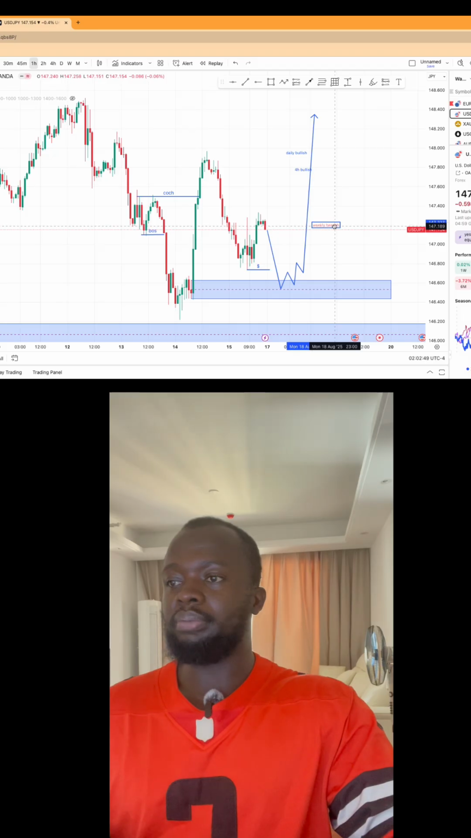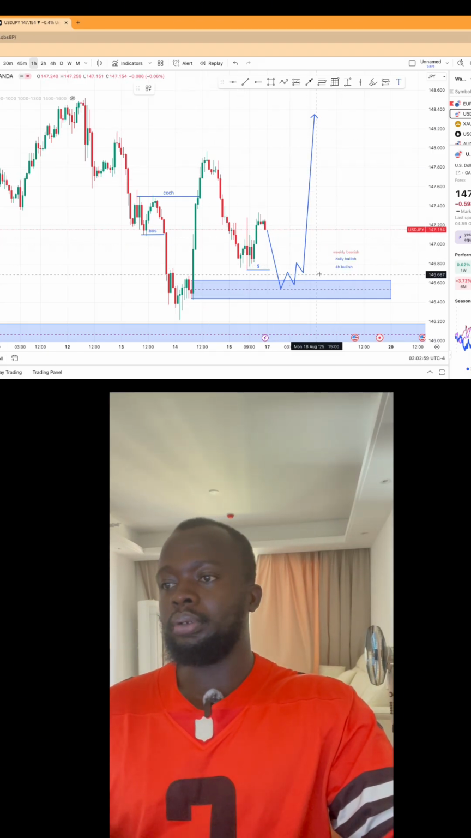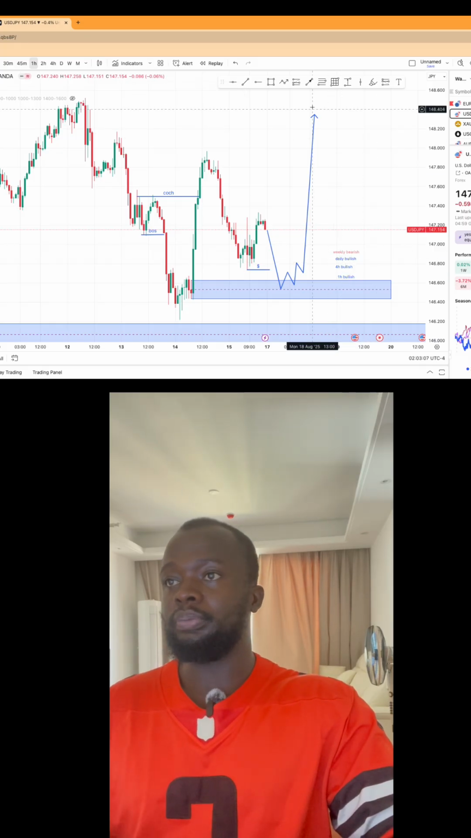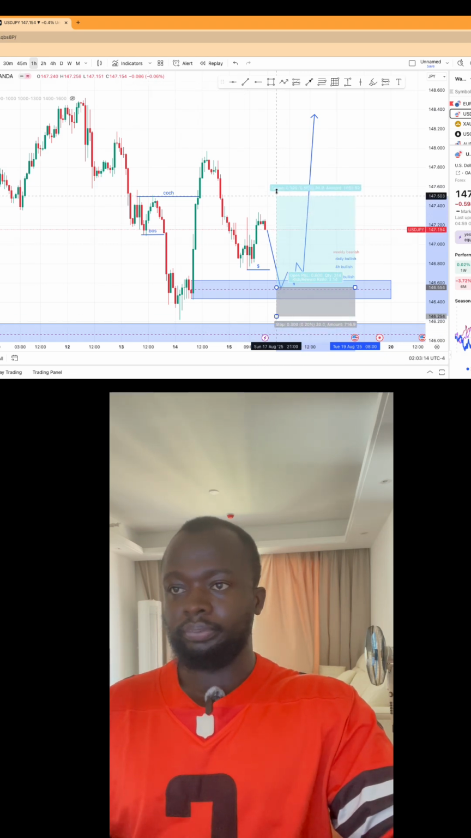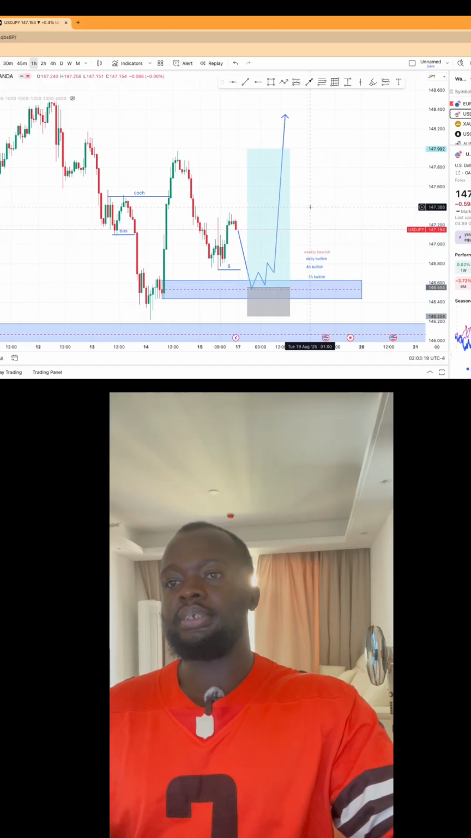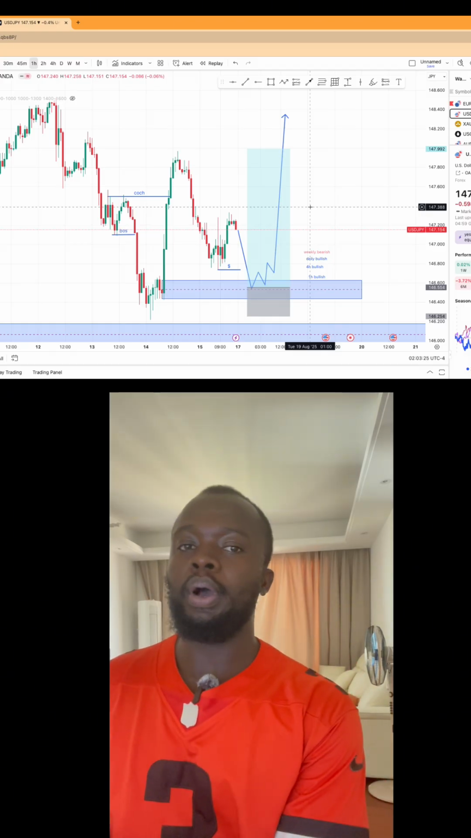So the weekly time frame is bearish, daily time frame bullish, 4 hours bullish, and the 1 hour is bullish. So we have 3 time frames heading in the same direction. So we are bullish as well. We are going to buy this market. So this is our technical top-down analysis on USDJPY.